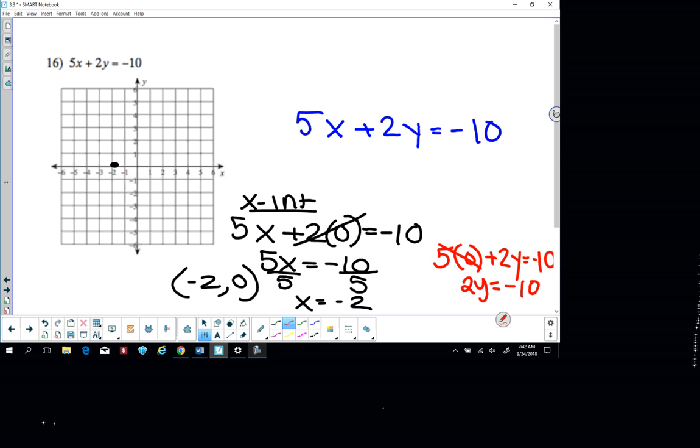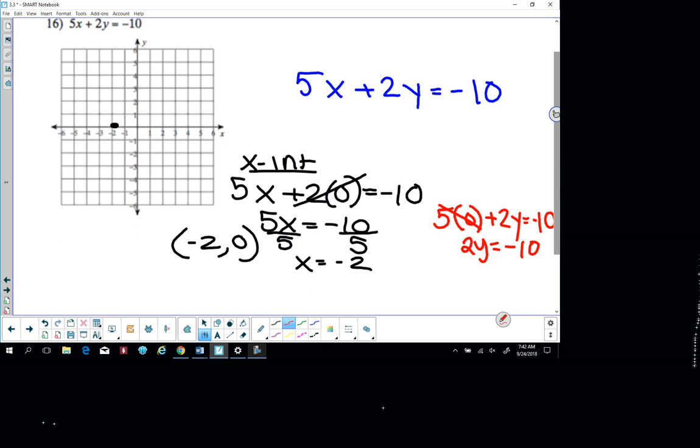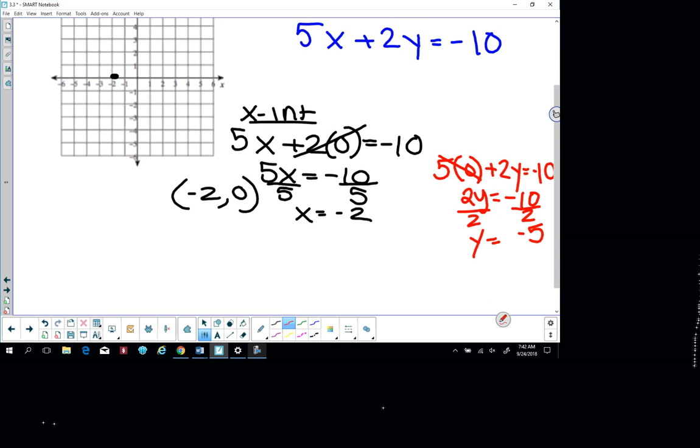Just be careful. Remember, when it's just a variable, what's the invisible coefficient you put next to it? That 1, right? And don't drop those negatives if you have them. Then how would I get y by itself? Divide by 2. And you end up getting y equals -5. And you know it's your y-intercept because you solved for y. Your y-intercept would be 0, -5. So I go to -5 right here and put a dot.